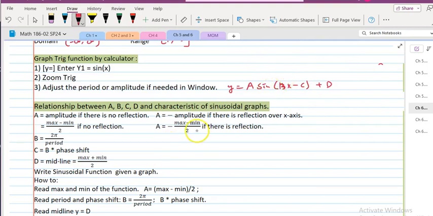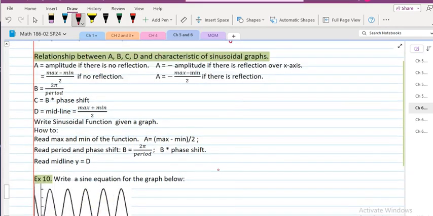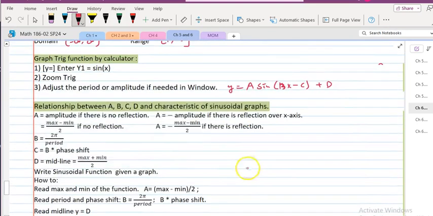So now we're doing the reverse. We read off the amplitude from the graph. We read off the midline. We read off the phase shift from the graph, and then from there construct A, B, C, D.